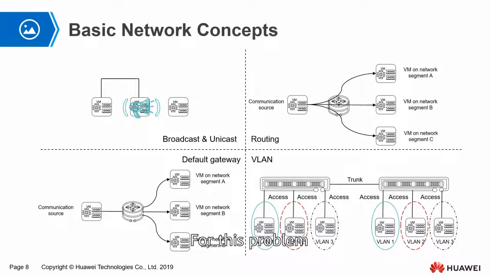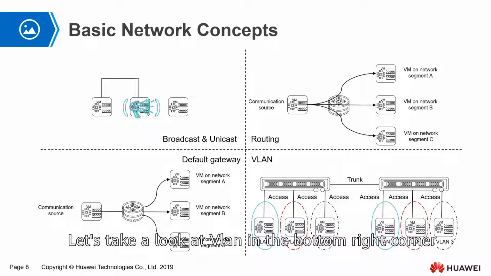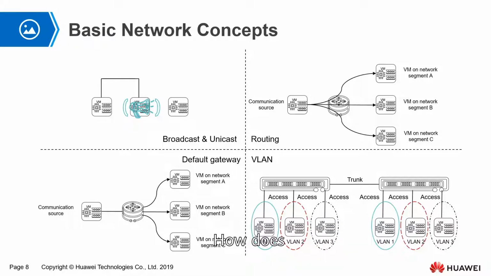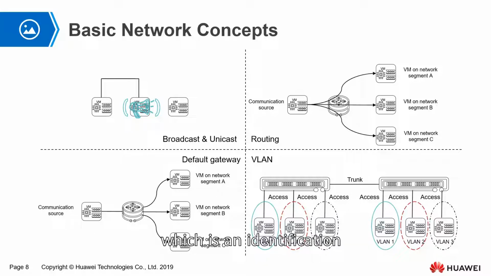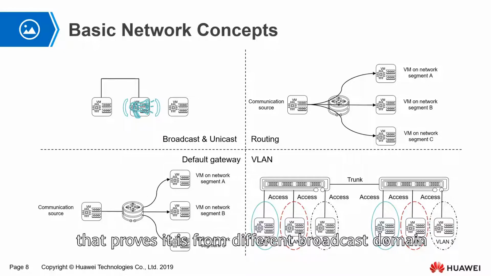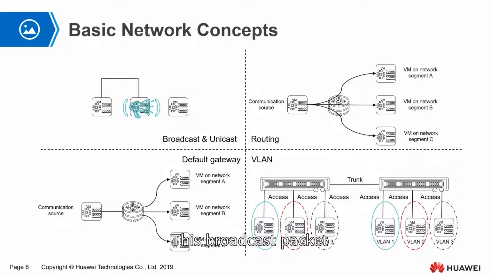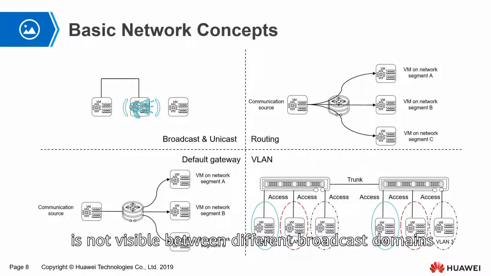For this problem, we have a solution. Let's take a look at the VLAN in the bottom right corner. How does a VLAN work? It adds a VLAN ID to the head of each packet, which is an identification. If the VLAN ID is the same, it means that it is from the same broadcast domain. If the VLAN ID is different, that proves that it is from a different broadcast domain. Broadcast packets are not visible between different broadcast domains.